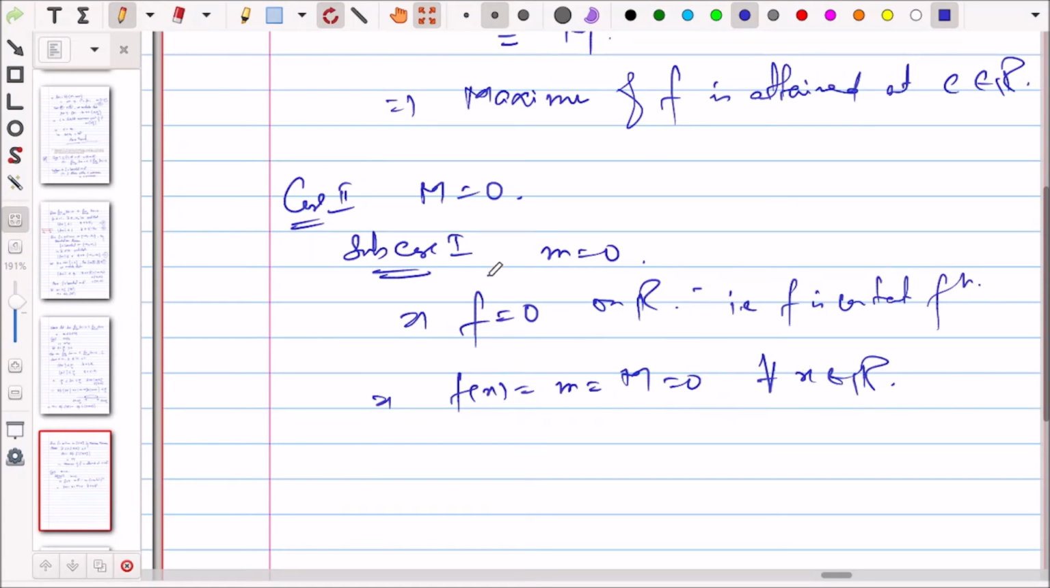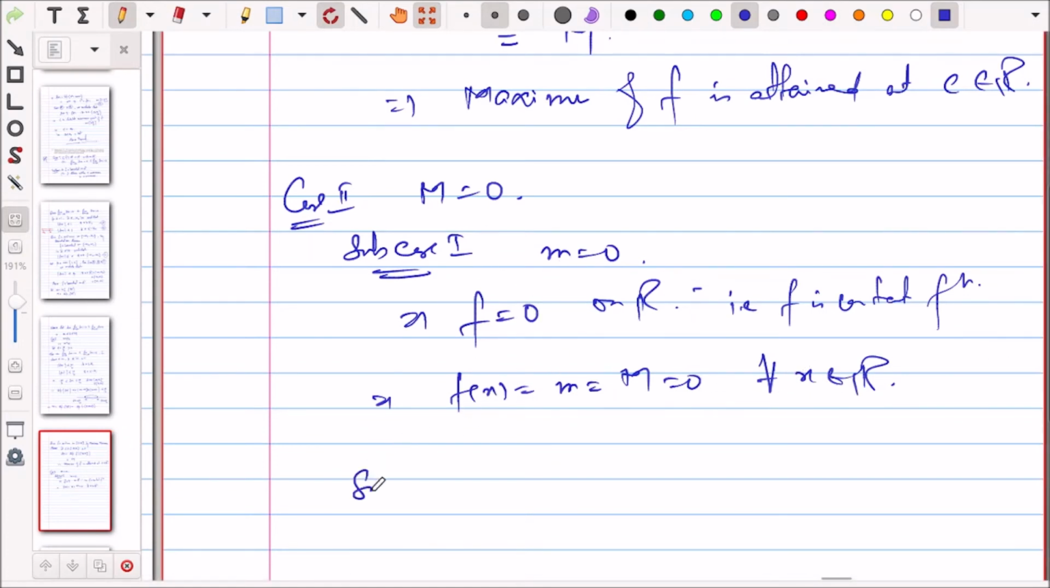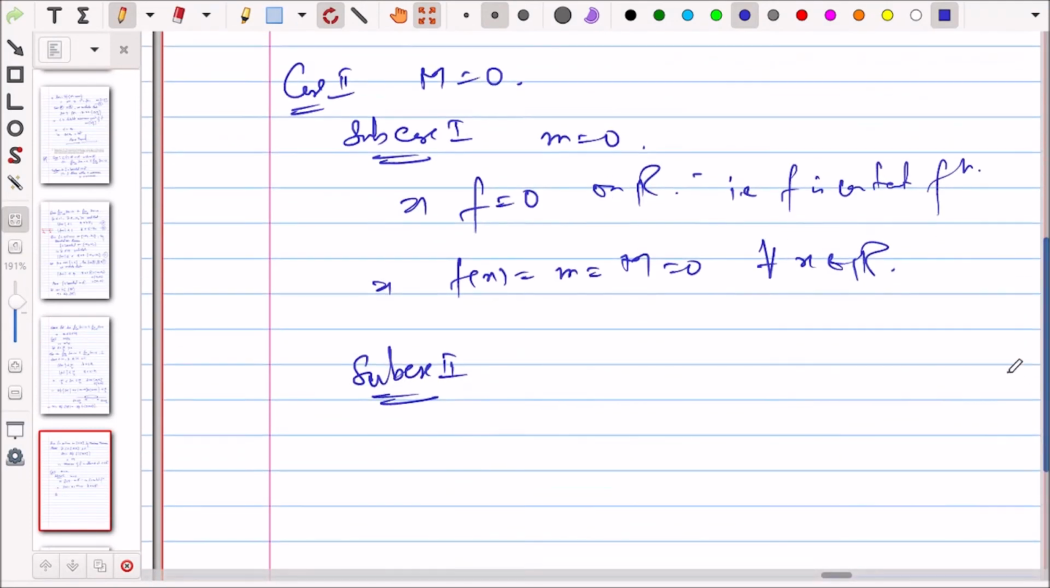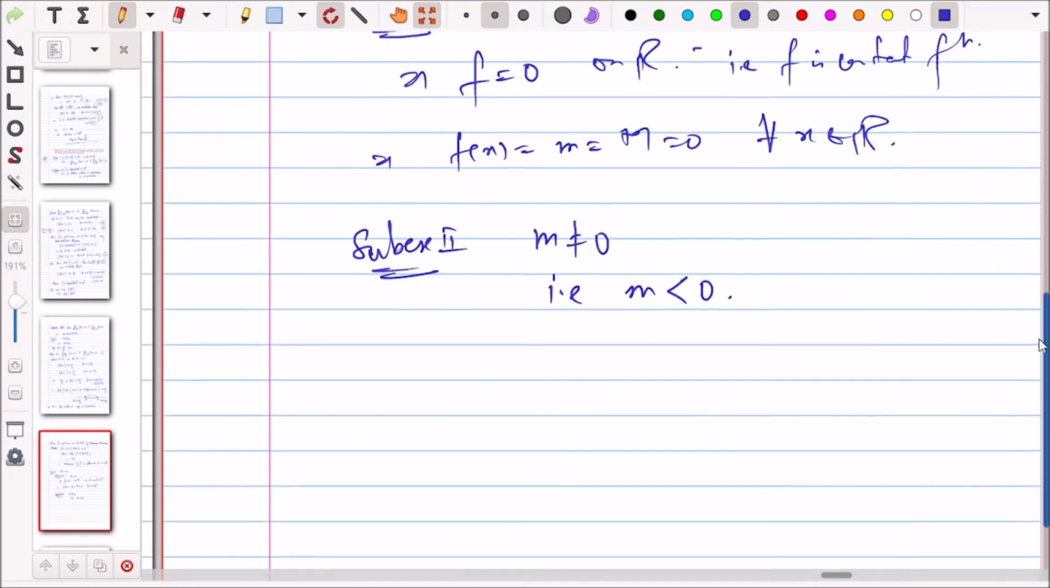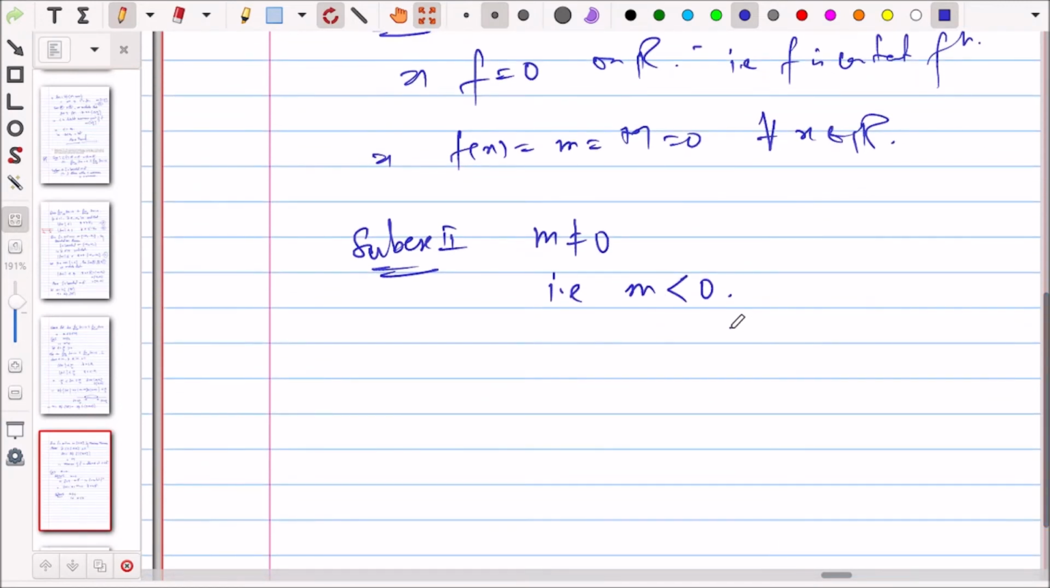So in subcase 1 also the supremum and infimum are attained. Now subcase 2, when m is not equal to 0, that is, m is less than 0. So then what we will do is we will consider the function.